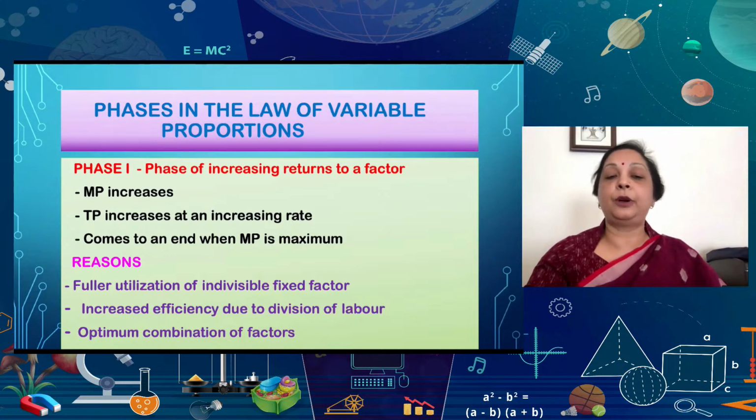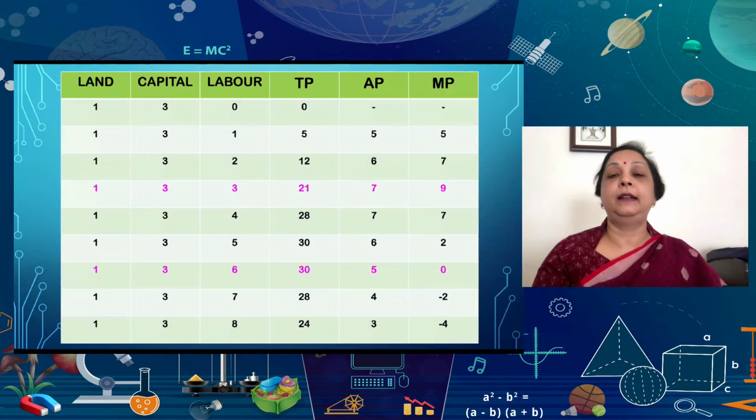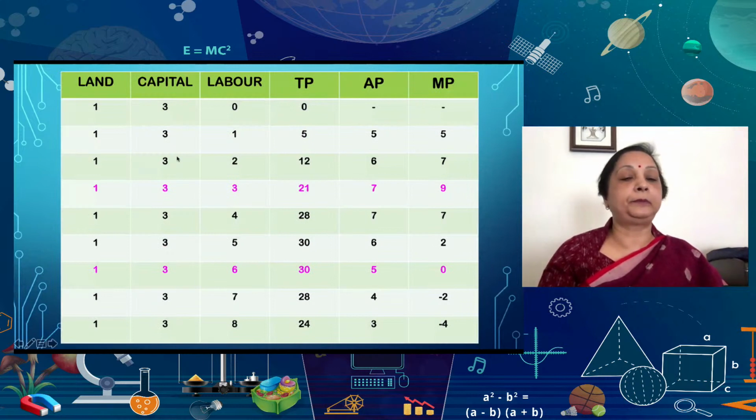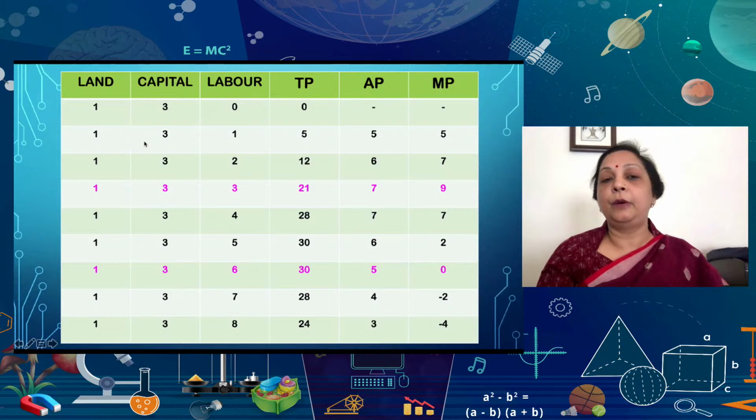And the third is optimum combination of factors. Now look at this. 3 machines required 3 laborers because each machine required 1. So in this phase, we are moving towards this optimum combination. This was the best combination of fixed and variable factor, 1:3:3. So here it was 1:3:0, 1:3:1, 1:3:2. So we are moving towards the optimum combination in the first stage.